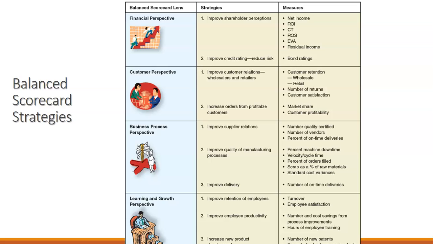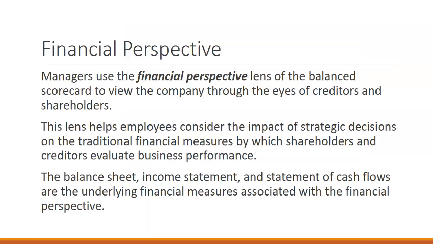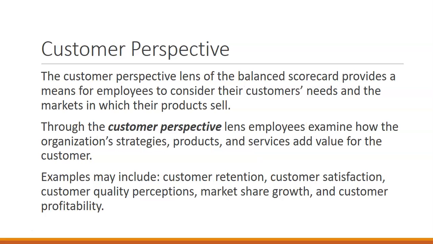And for learning and growth, this looks at: are we creating new products? Are employees happy? Are we retaining employees? Are we training employees? And how are our employees performing? The financial perspective looks at the company through the eyes of creditors and shareholders. So we have financial measures, financial analysis. The balanced scorecard should include both financial and non-financial measures of performance.